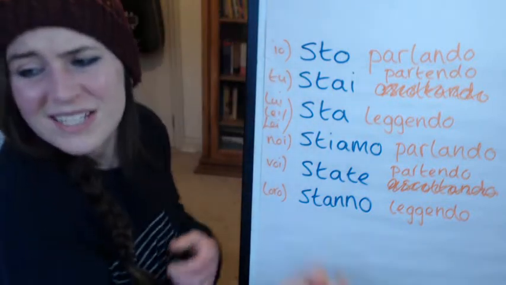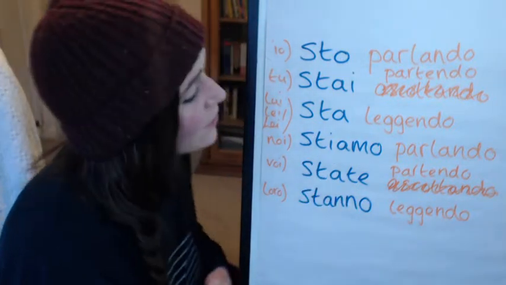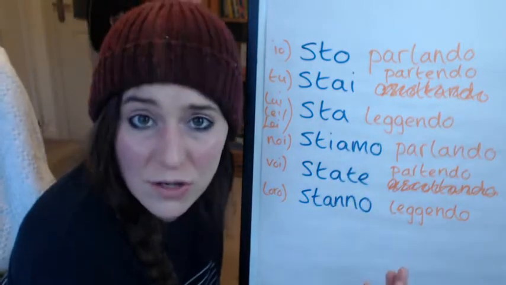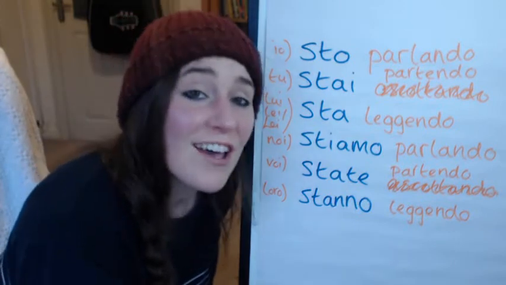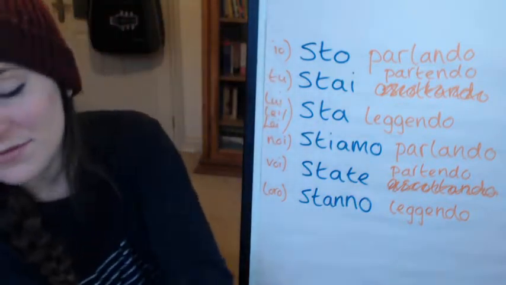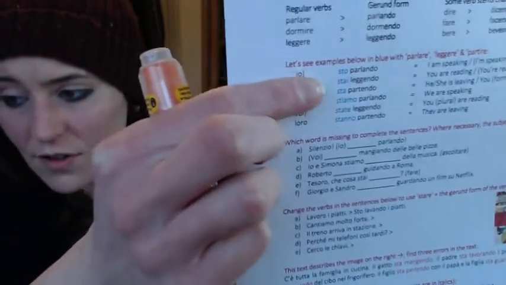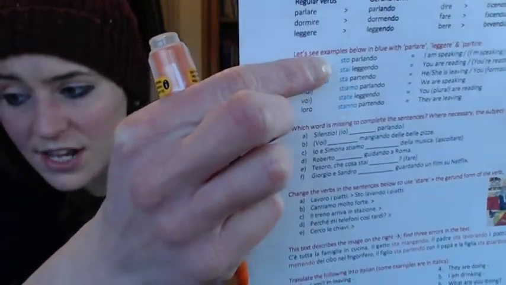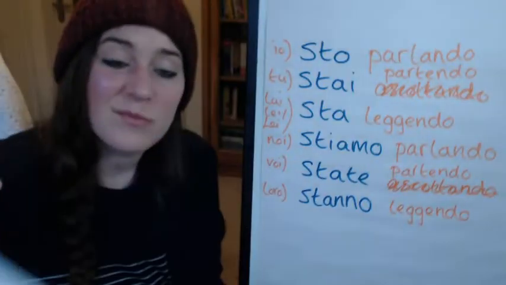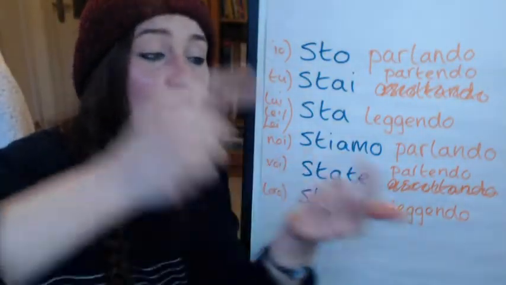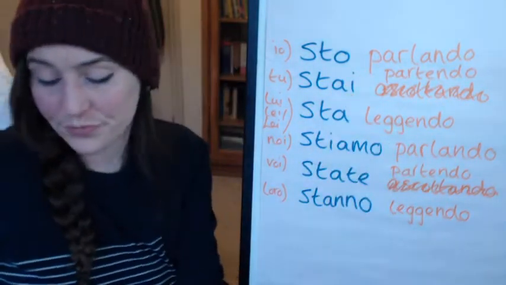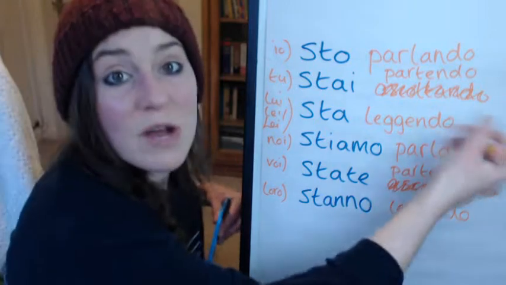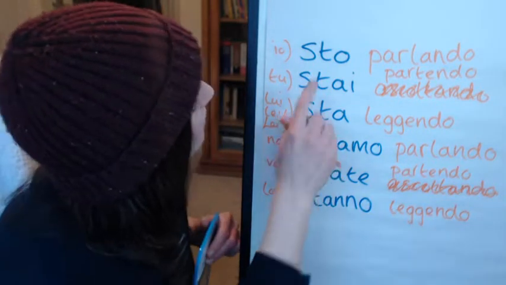Right, so why did I scrub them out? There was nothing wrong with ascoltando in either of those examples, but I was looking for an IRE verb, okay? I've written them down on my handout, guys. We've got partire, we've got leggere, and we've got parlare. So the purpose of that is to show you an ARE verb, an IRE verb, and an ERE verb, and how they change. So, hence scribbling that out.